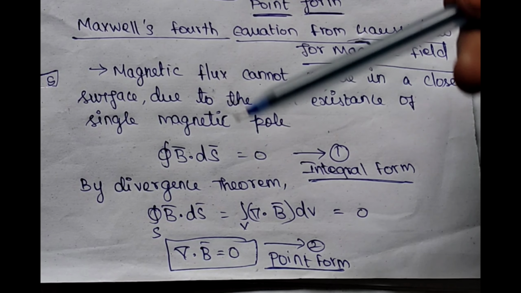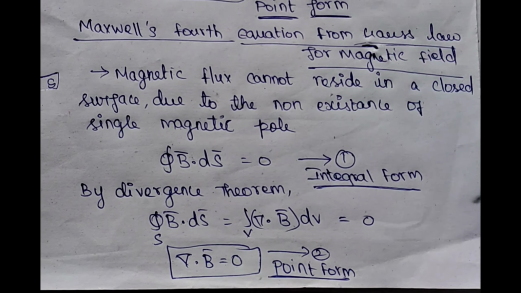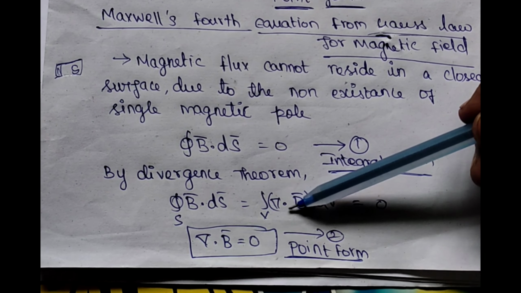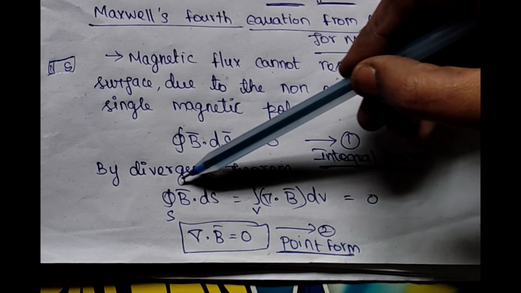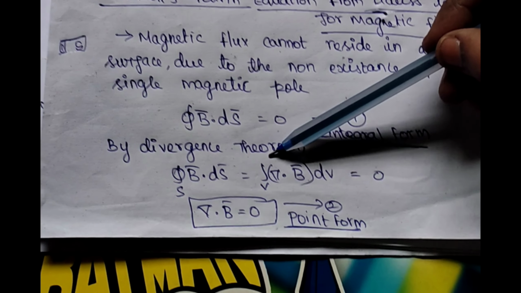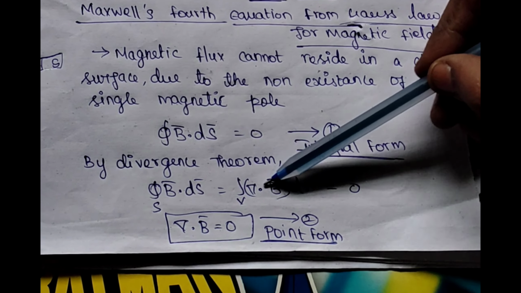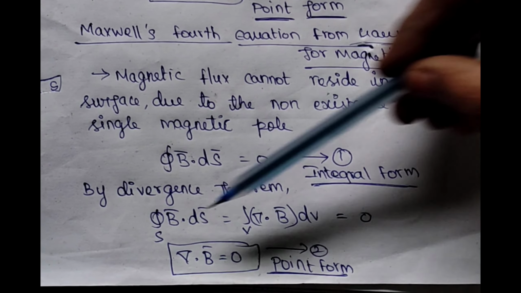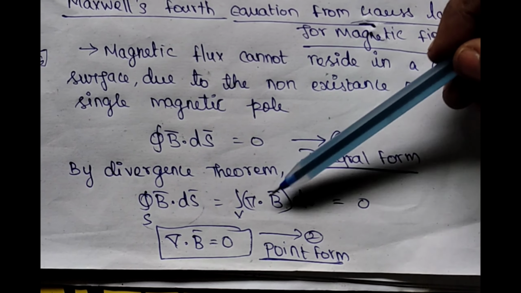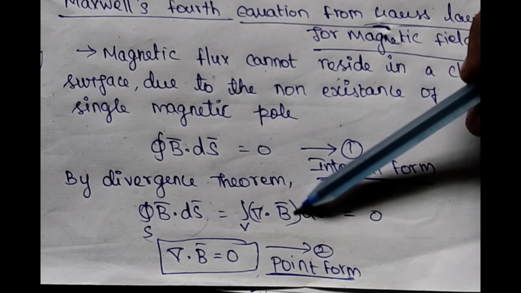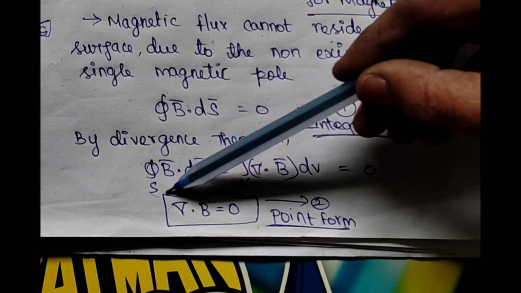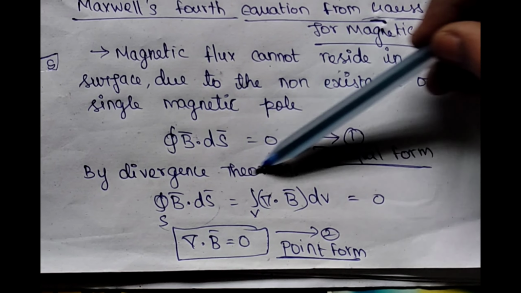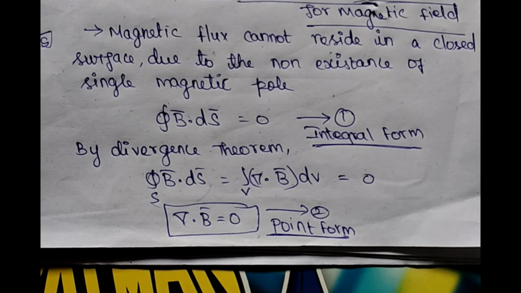Very simple. And again, to have the point form, I am going to take divergence theorem. Divergence theorem converts surface integration into volume integration. Surface integration of a vector is equal to volume integration of divergence of the same vector. Here B vector is equal to 0. So this value is 0, I know. So equating this to 0 means the inner content del dot B vector is also 0. So this is point form or differential form of Maxwell's fourth equation, and this one is integral form of Maxwell's fourth equation. That's all. Thank you.